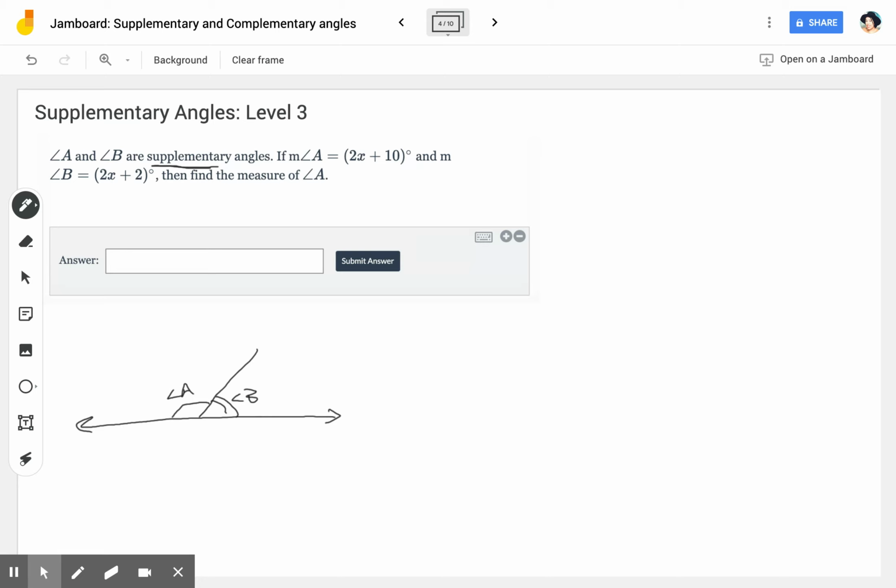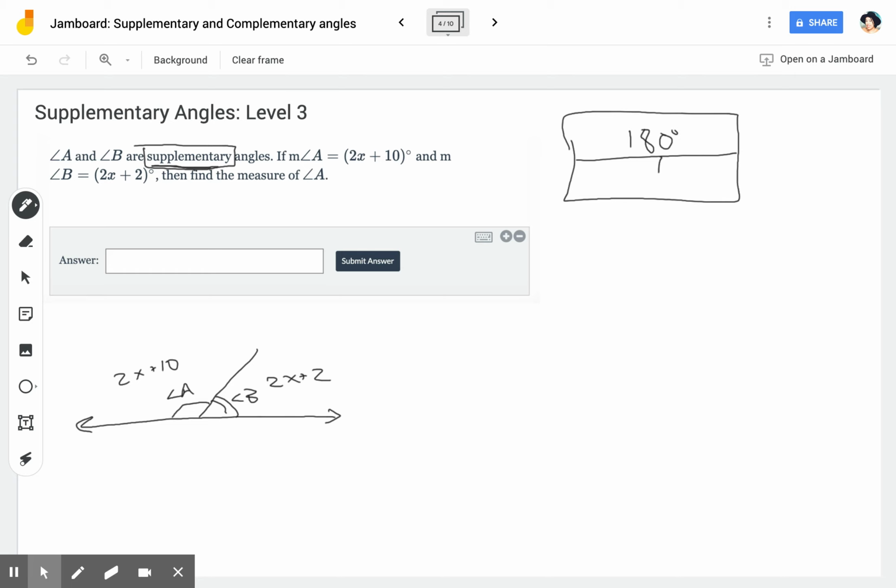So they tell me that angle A is equal to 2x plus 10, and that angle B is equal to 2x plus 2. And when I do my part whole box, I see that the whole thing is 180 degrees because these angles are supplementary. And so when I have 2x plus 10 on one side and 2x plus 2 on another, I can then go to the algebra portion, which is just now solving for what x might be. So I start by combining like terms. Sorry, this is equal to 180 degrees.